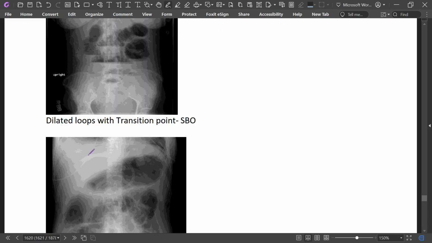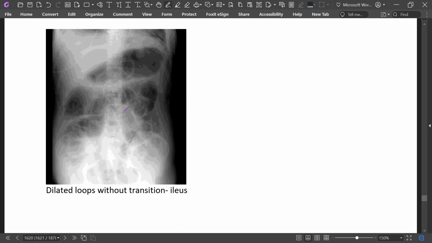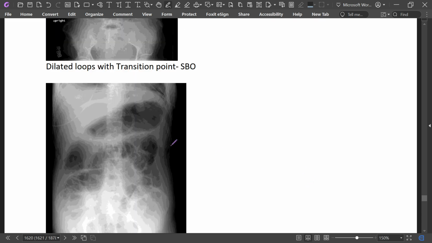So these two things, small bowel obstruction and postoperative ileus. In small bowel obstruction, the small bowel is obstructed, the large bowel is not obstructed. In paralytic ileus, the large bowel and small bowel both are obstructed. If you do X-ray in small bowel obstruction, there are dilated loops of bowel with air fluid level, but in ileus there is a dilated loop without any transition point and no air fluid level in here. In here, small bowel and large bowel both are obstructed.